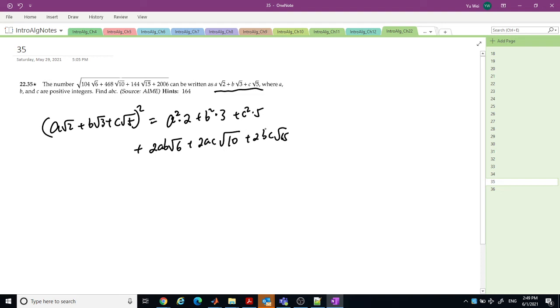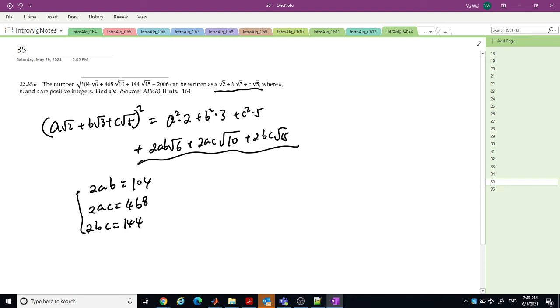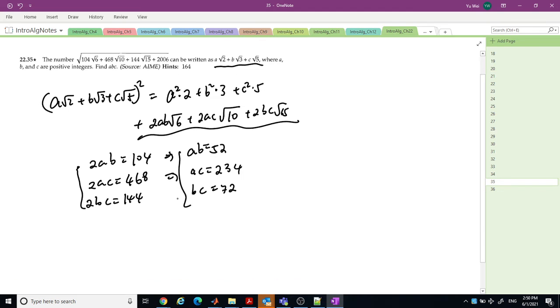Okay, then we can compare this format, right? So we know that 2ab is equal to 104, and 2ac is equal to 468, and 2bc is equal to 144. Okay, so now we have ab equals 52, then ac equals 234, and bc is equal to 72. Okay, now if this is the case, now let's see.